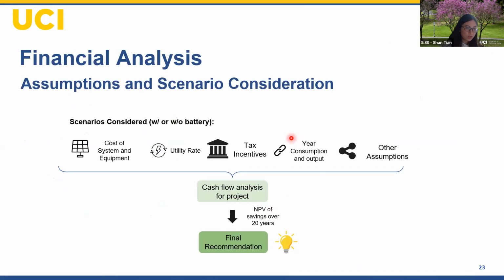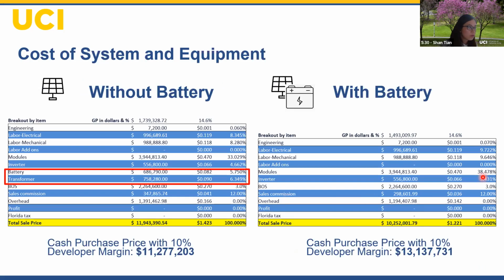So we're walking you through the financial analysis. Our assumptions include the cost of system and equipment, utility rate analysis, tax incentives, electricity consumption, then the cash flow analysis and university savings for a business as usual case. A PV system with and without the battery package were calculated. We will then present our final recommendation based on the analysis.